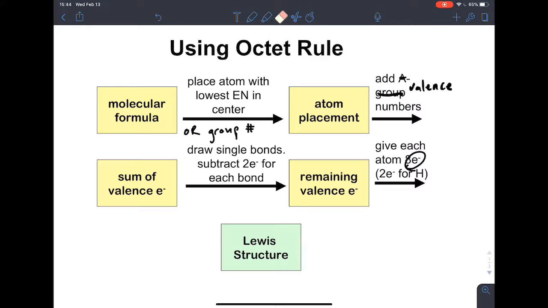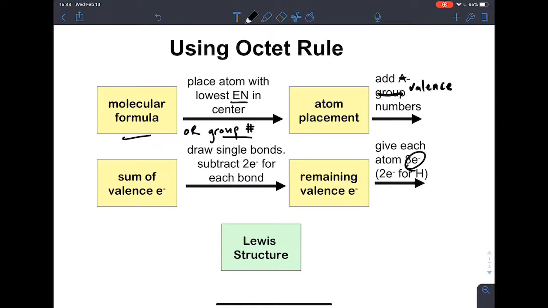All right, hey guys, looking at Lewis structures today, in particular talking about the octet rule and applying that with our drawing. So we'll start with a molecular formula, basically the collection of atoms that you see, and then I'll walk you through two separate examples where either we'll place the atom with the lowest electronegativity in the center, or we'll have to consult a group number, and it's really simple to see the difference, but we just have to show.